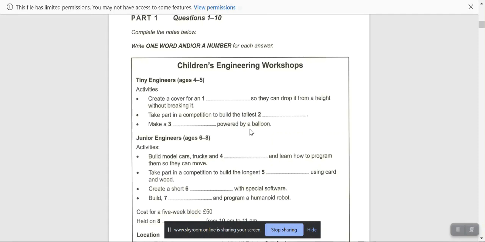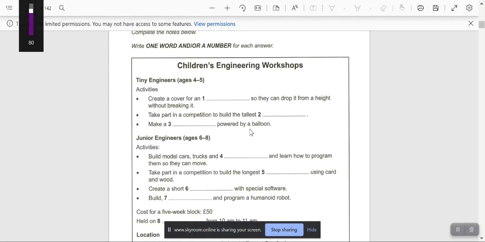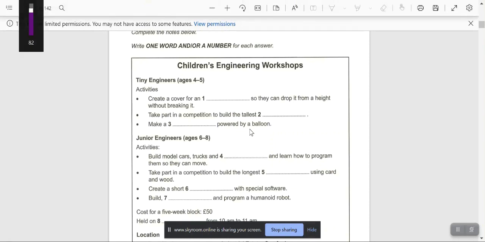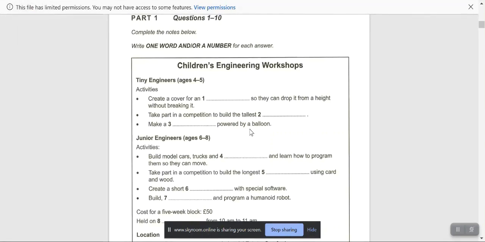Hello, Children's Engineering Workshops. Oh, hello. I wanted some information about the workshops in the school holidays. Sure. I have 2 daughters who are interested. The younger one's Lydia. She's 4. Do you take children as young as that? Yes, our tiny engineers workshop is for 4 to 5-year-olds.